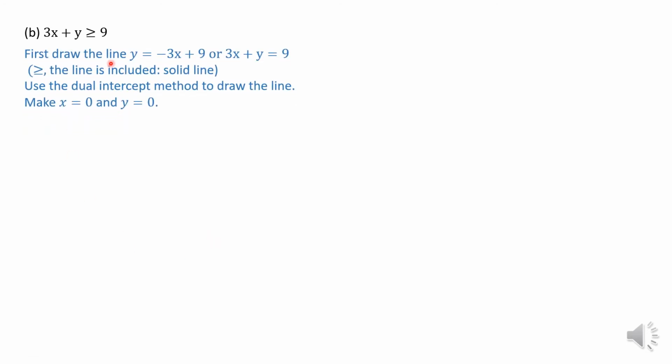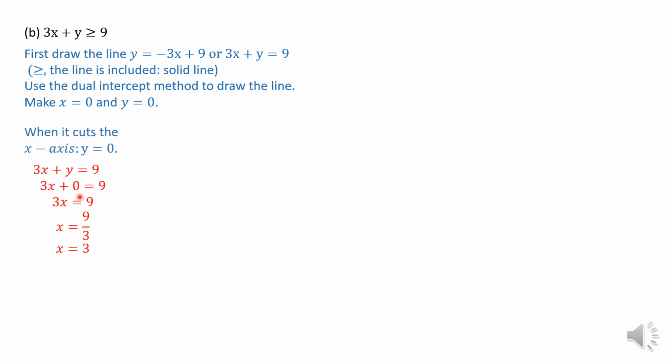Okay, so here I've got 3x plus y is greater than or equal to 9. Now greater means you're supposed to shade whatever is below that line. So we're going to have a look at this particular question. First we're going to draw the line y equals negative 3x plus 9, or you can even leave it as 3x plus y equals 9. And then you make x 0, find what is y, and make y 0, find what is x.